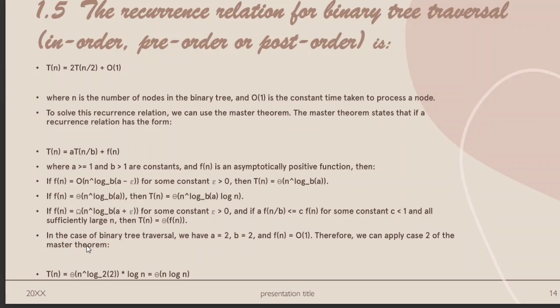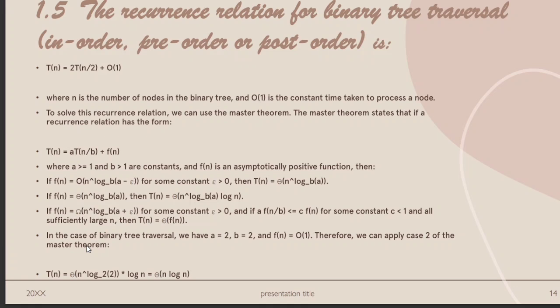Fifth one is the recurrence relation for binary tree traversal: in-order, pre-order or post-order. The recurrence relation for binary tree traversal is T(n) = 2T(n/2) + O(1), where n is the number of nodes in the binary tree and O(1) is the constant time taken to process a node. To solve this recurrence relation, we can use the Master's theorem.